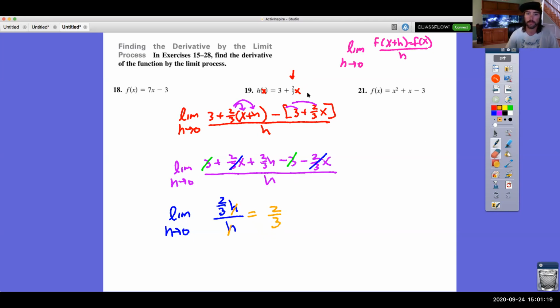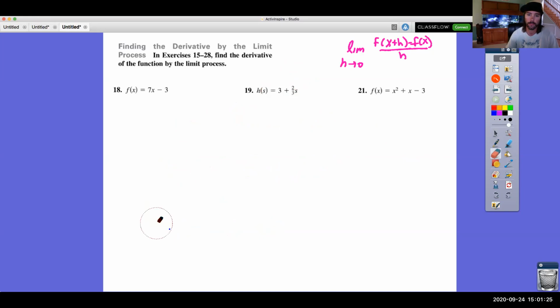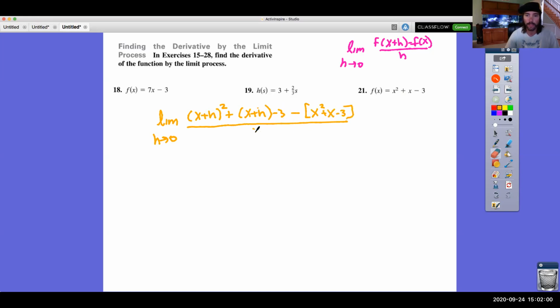21. 21 is a quadratic. It's not linear. So the derivative is going to have a variable in it because the derivative, the slope of the tangent line, is going to vary. X squared, I'm plugging in an x plus h for that x squared. Plus x, I'm plugging in an x plus h. Minus 3. Minus f of x, that's the quadratic. Use your brackets. All of that over h.